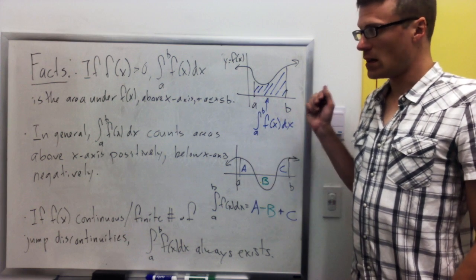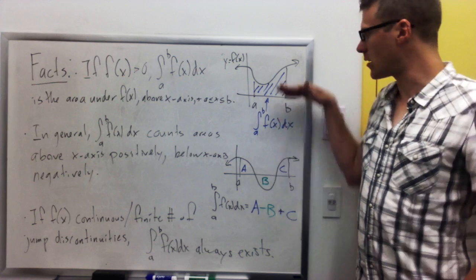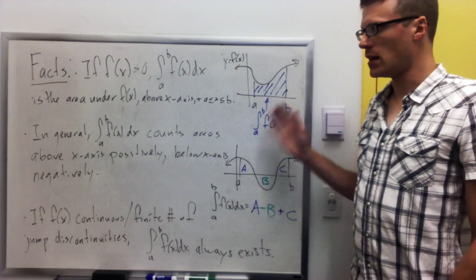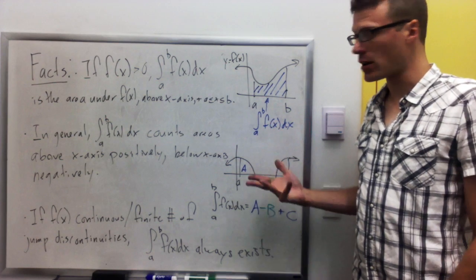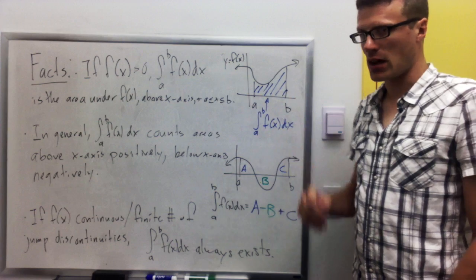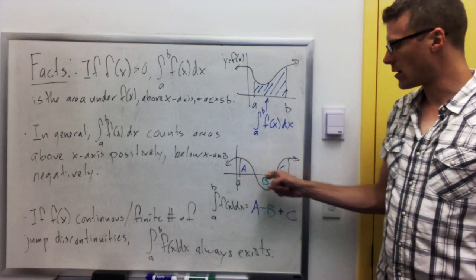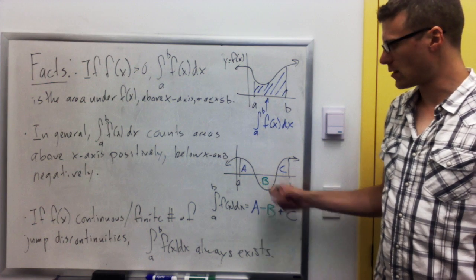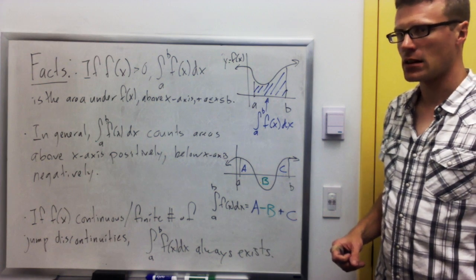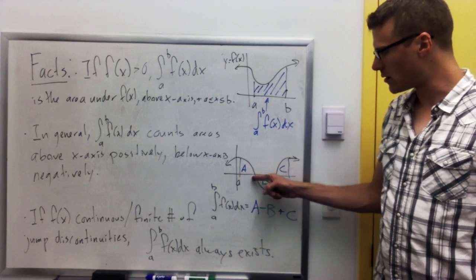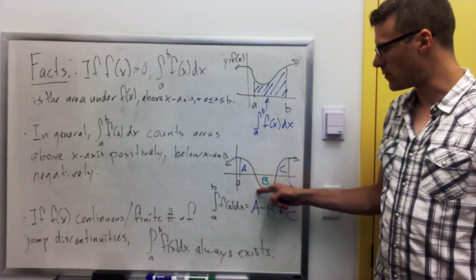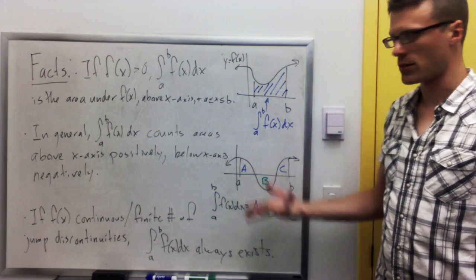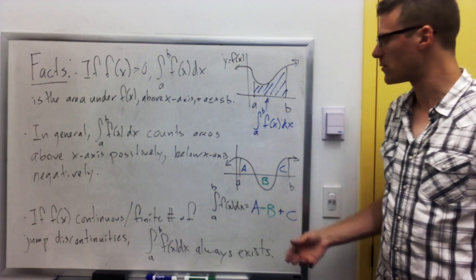Second, in general, if you have a function which is not always above the x-axis, if it's above and below the x-axis, then the integral still can be interpreted as an area. However, it's a quote-unquote signed area, which means that areas above the x-axis are counted positively. Areas below the x-axis are counted negatively. That's just because when you're below the x-axis, the value of the function is negative. So when you integrate over this piece, you end up with just negative function values and therefore a negative integral.